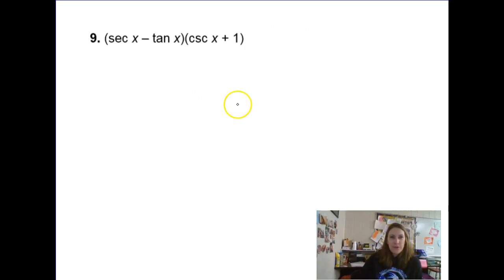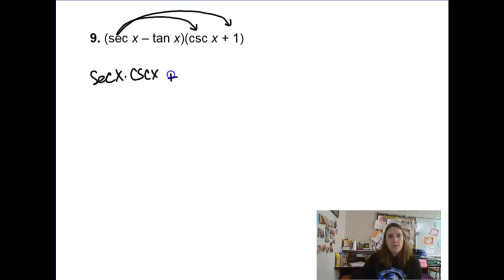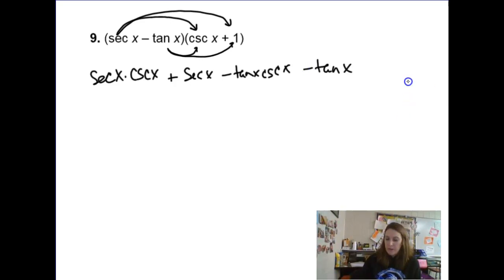Alright. This next question looks a lot like an algebra question where it's a binomial times another binomial, so I feel the urge to distribute. Let's do that. So secant x times the cosecant x, and then secant x times 1, tangent, so minus tangent x times cosecant x. You know, I'm looking at my work for this question. Should have warned you to write really small if you're writing along with me. And then negative tangent x. Alright, so this is obviously not pretty to look at right now.